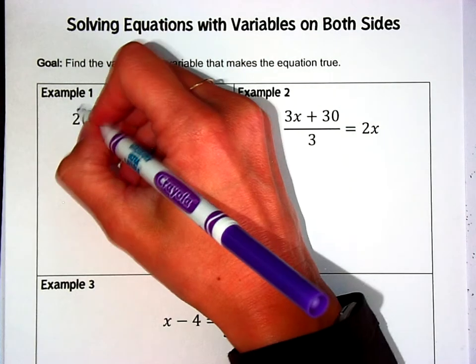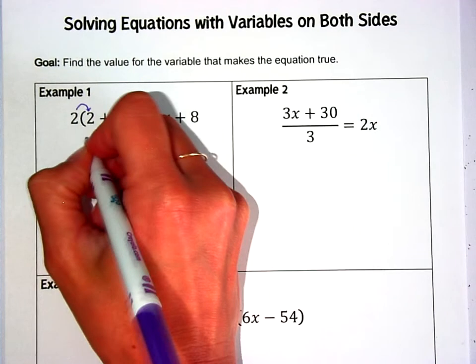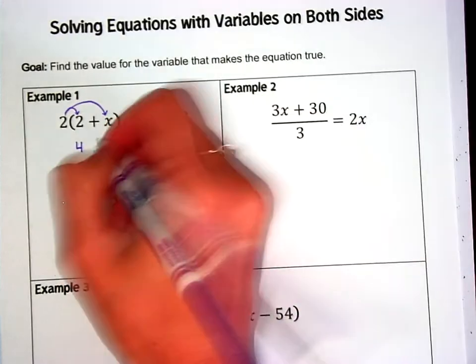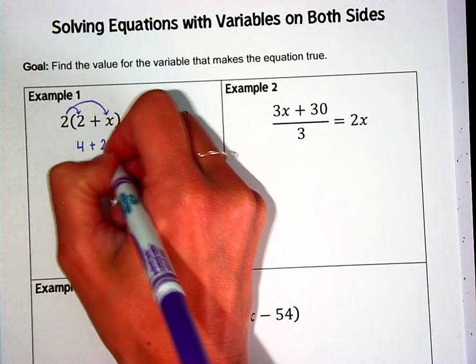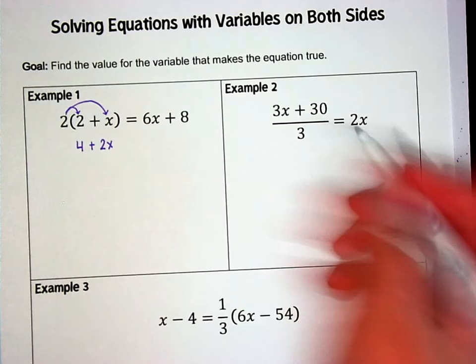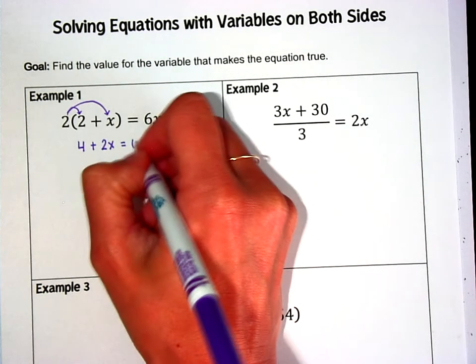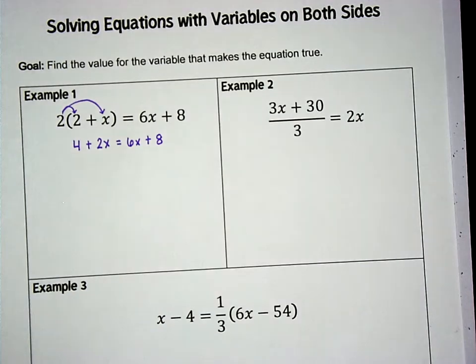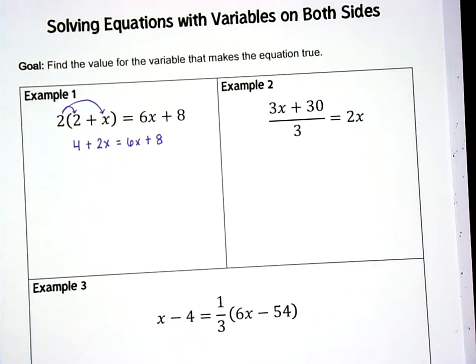So we have 2 times 2, which is 4. And we have 2 times x, which is 2x. So we have 4 plus 2x as the simplified version of the left side, and we know that's still equal to 6x plus 8. So now that we've simplified that and eliminated any parentheses, we can start the process of getting all of our x's on one side of the equation and all of our constants on the other side.